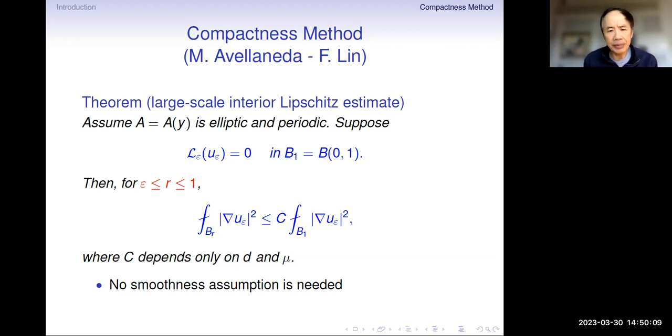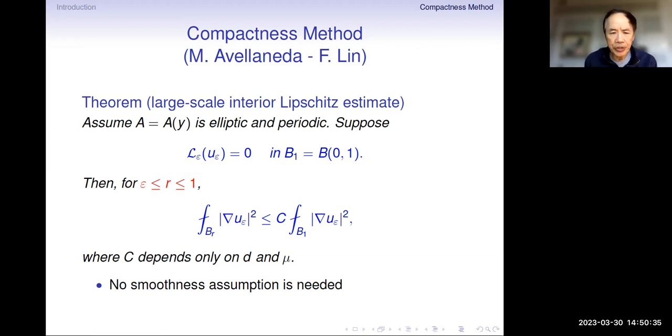For simplicity, I'm just taking the right-hand side to be 0. You can also have an external force F in the right-hand side, but the estimate will take a different form. But the method is exactly the same. So this is a very simple case. So you have a solution in a unit ball.